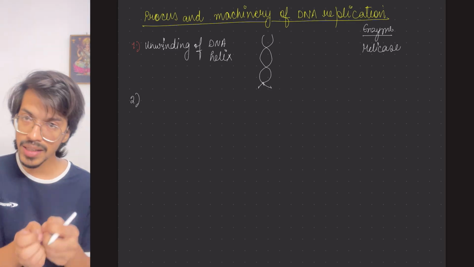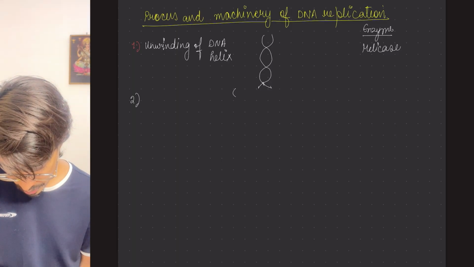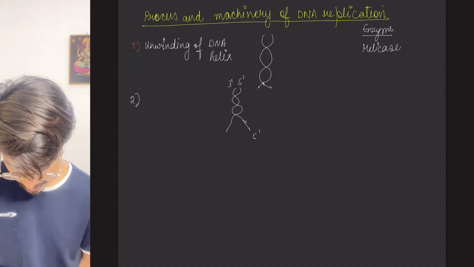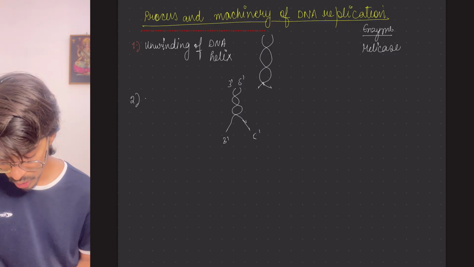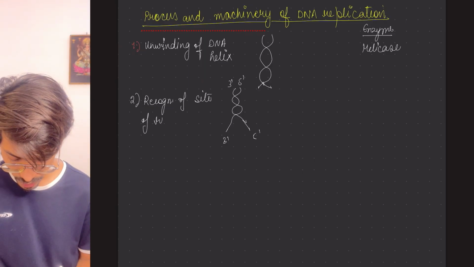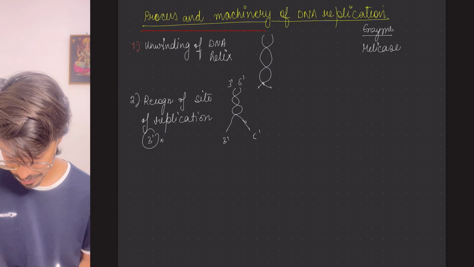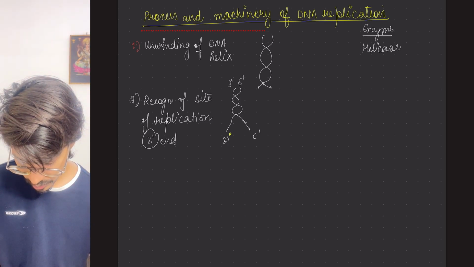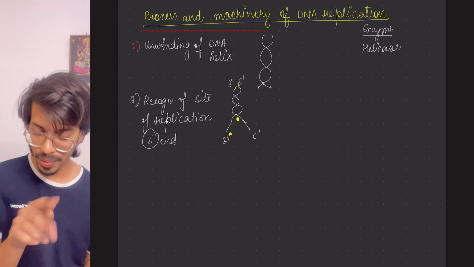Next, the second thing, after unwinding it. Here I am showing that we have opened it up. Now 3 dash, 5 dash, 5 dash, 3 dash. Next thing would be the recognition of the site from where we have to start. So recognition of the site of replication. The site of replication is always present on the 3 dash end. Now 3 dash over here, if you see, is present here, and over here it is still bound. So closeness, proximity is here, so the primer will come and join it.